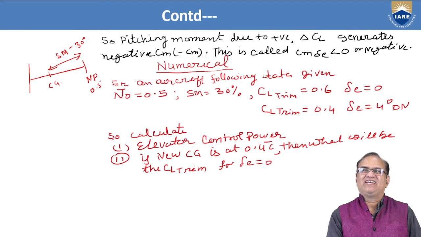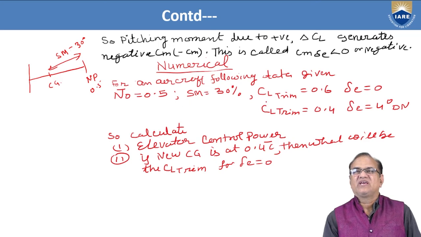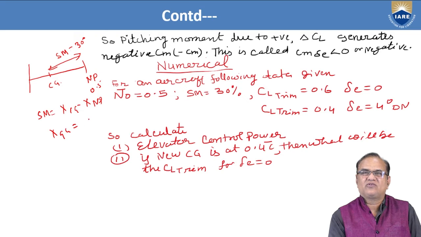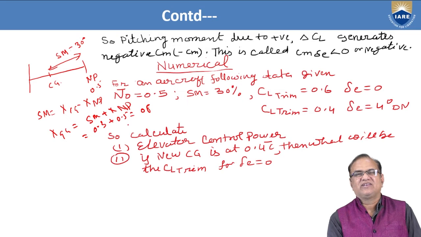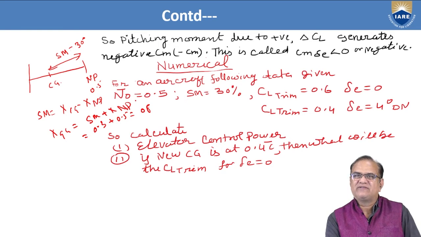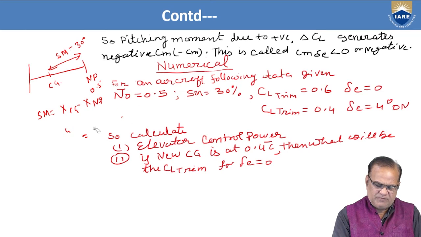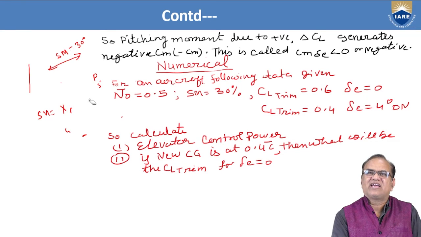We can find it out very well, because we know that SM is equal to XCG minus XNP. So here XCG is equal to SM plus XNP. So SM is 30 means 0.3, NP is 0.4, so it is 0.8. So like this we can calculate the CG location or NP. If two things are given, we can do that very nicely.